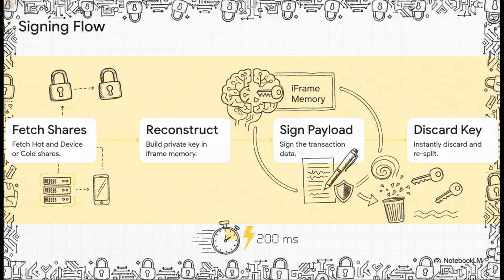Step 1. The system fetches the hot share and the local device share. Step 2. The private key is reconstructed entirely in the memory of the iframe. Step 3. The transaction is signed. And Step 4. Crucially, the key is instantly discarded from RAM and new shares are proactively generated. This whole flow happens in roughly 200 milliseconds.